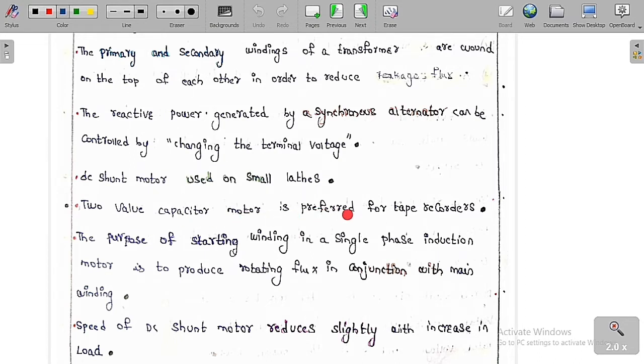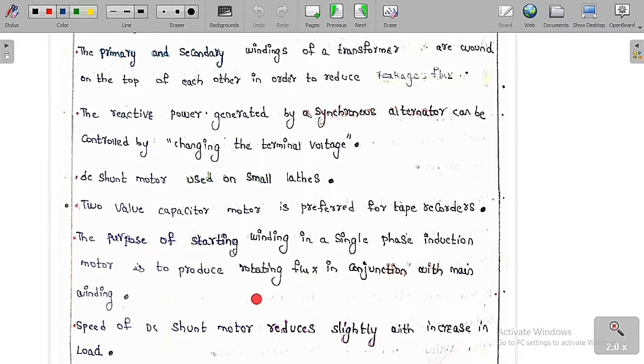Two value capacitor motor is preferred for tape recorders. Two value capacitor is nothing but capacitor start and capacitor run. It is also called a two value capacitor motor. It is preferred for the tape recorders.